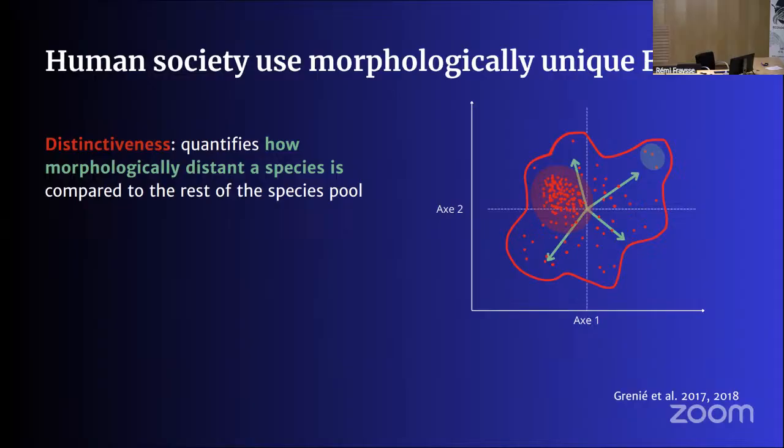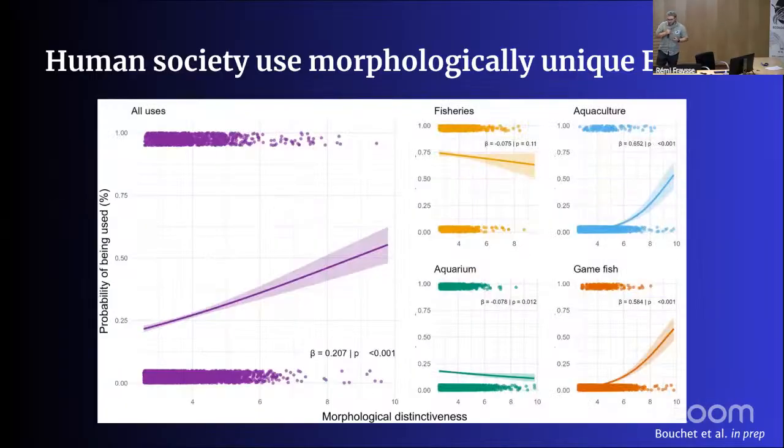that can quantify how distinct you are from the rest of the species pool. So here in green, you have distinct species, and here is the rest of the species pool in red. We call this functional metric the distinctiveness. The aim is to see if humans use the distinct species or non-distinct species, commonly morphological species. So here are the results.